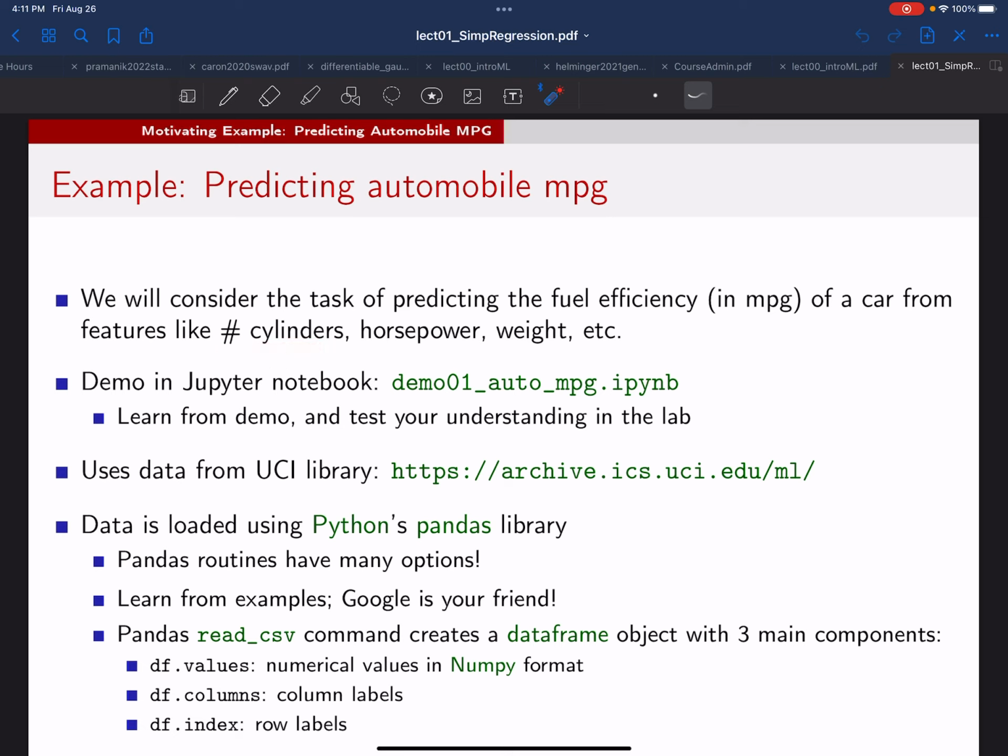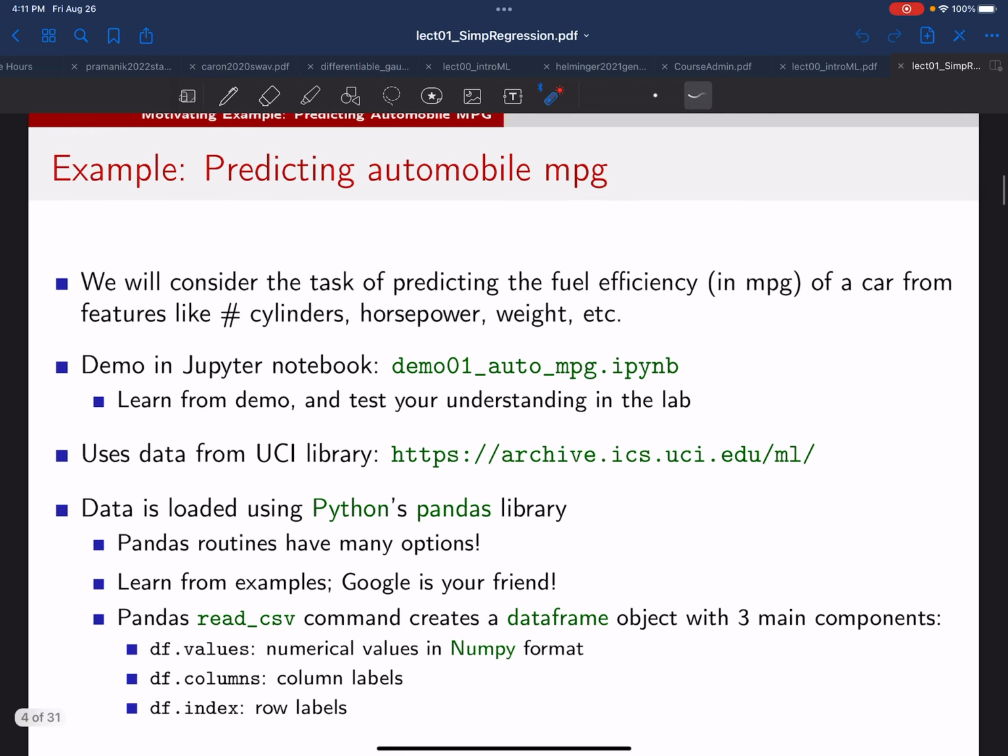So as we go through these lecture slides, there's going to be screenshots of code, Python code that is from a Jupyter notebook, which is in the GitHub repository. If you have access to the repository, you can just click on this green link and it will take you there. The data is coming from the University of California at Irvine library. They have tons and tons of data sets for machine learning, so it's just one of the thousands that they have there.